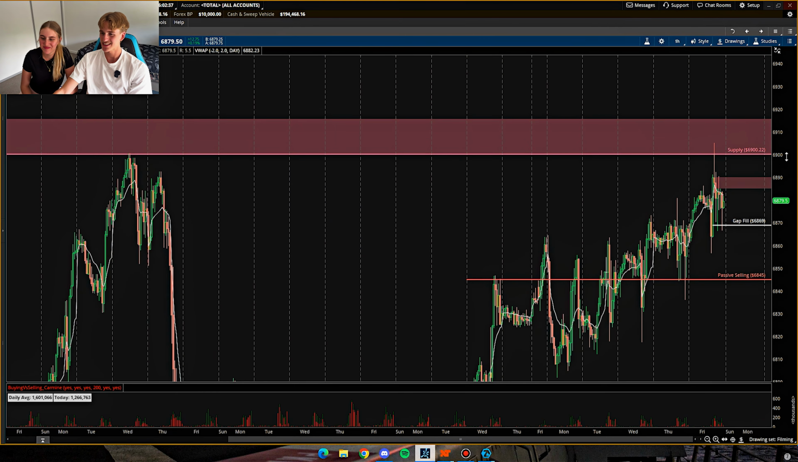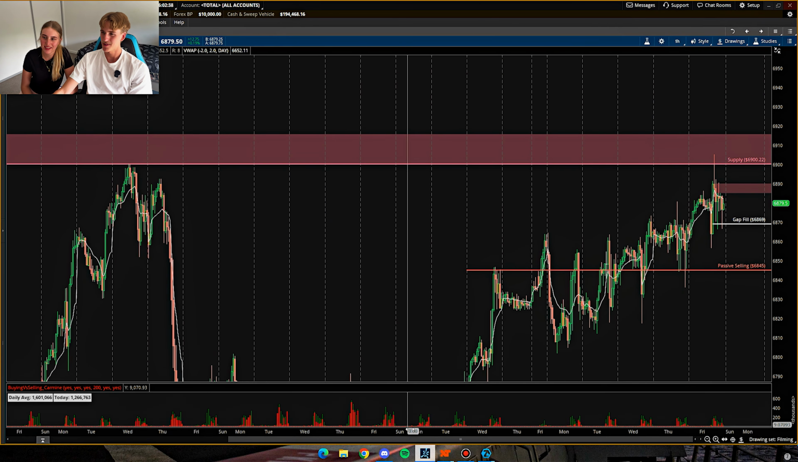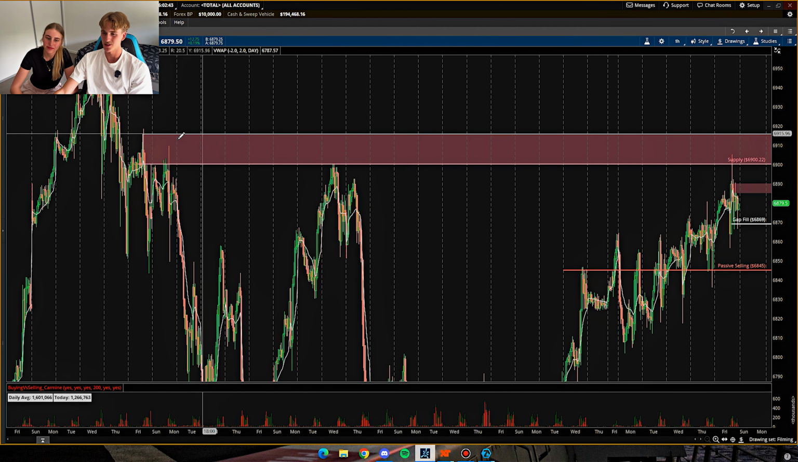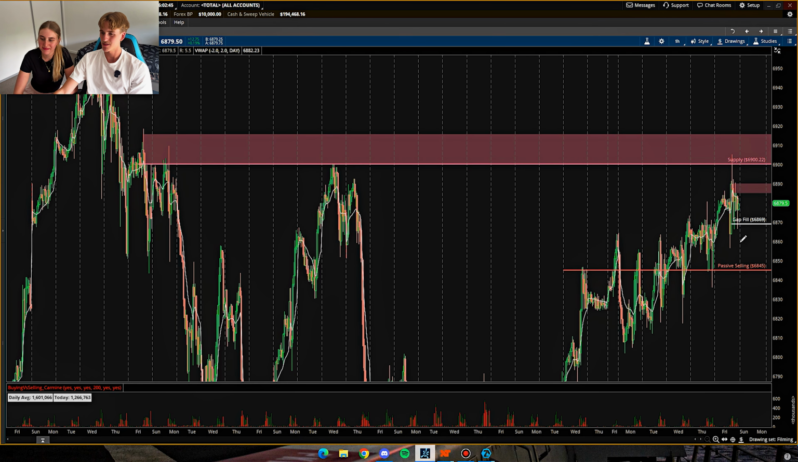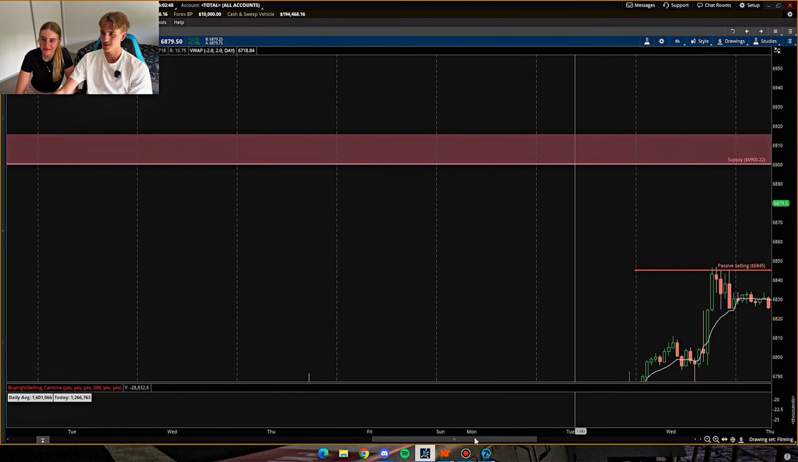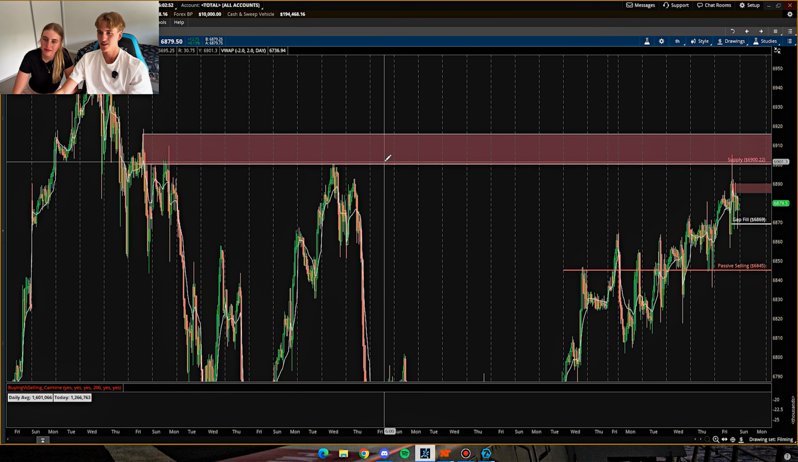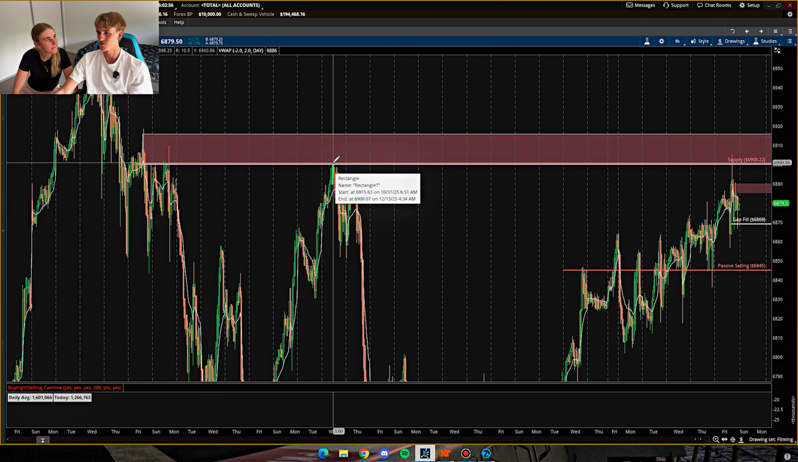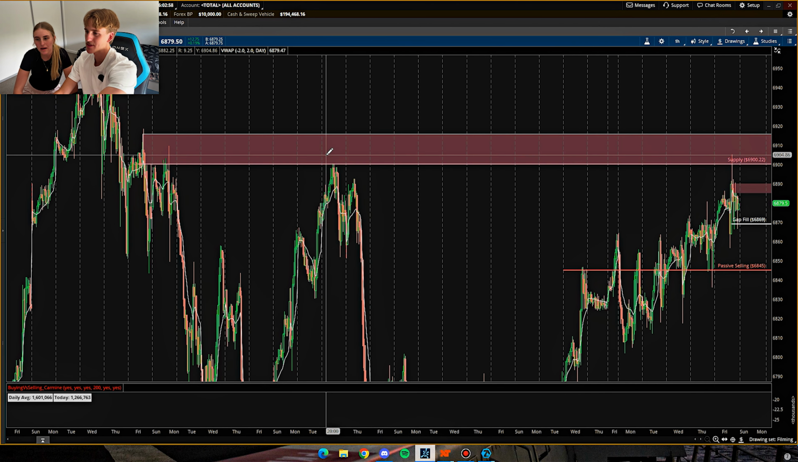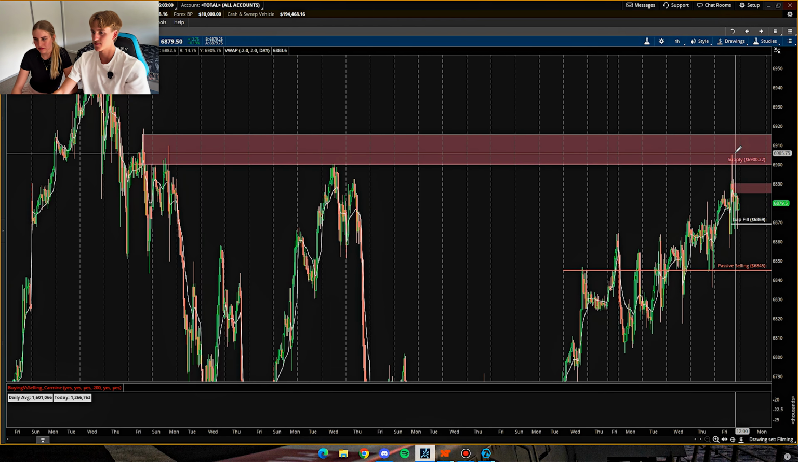Okay, so for a bit of context here, my main level I was looking at was the 6900s today, as this was an area of supply from a few weeks back, and the price rallied above it. The price rallied into this area of supply, also breaking this resistance area here, sweeping this high and then selling off right there.